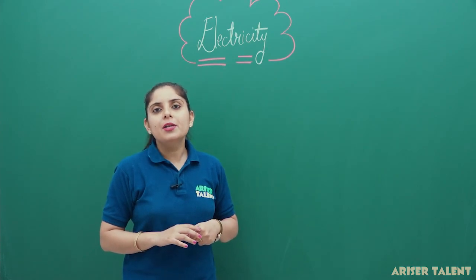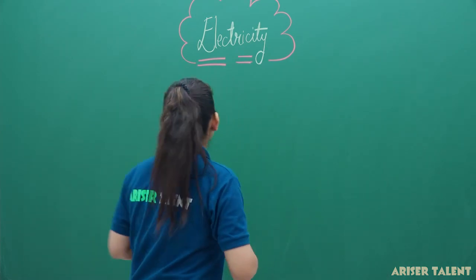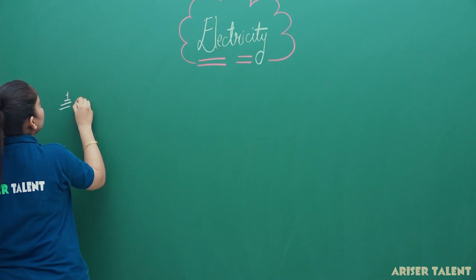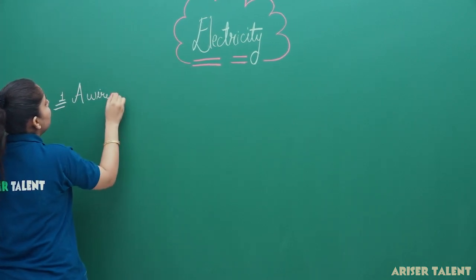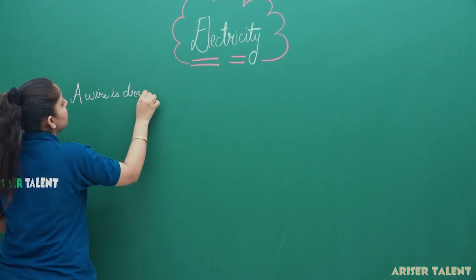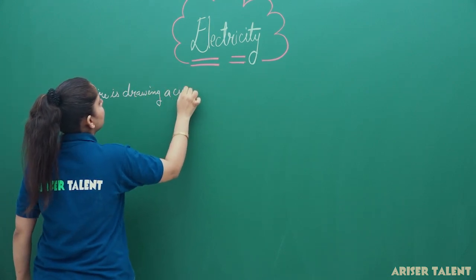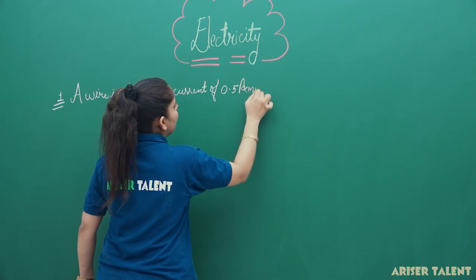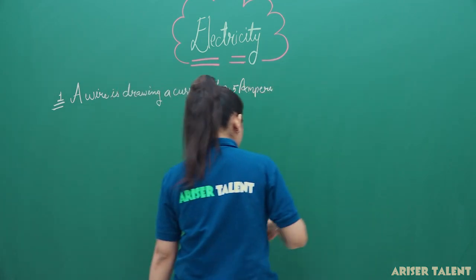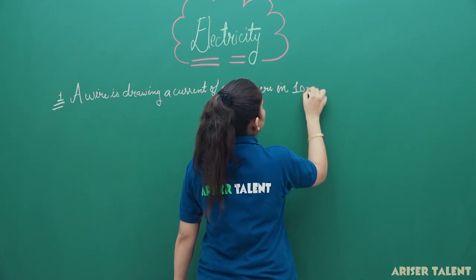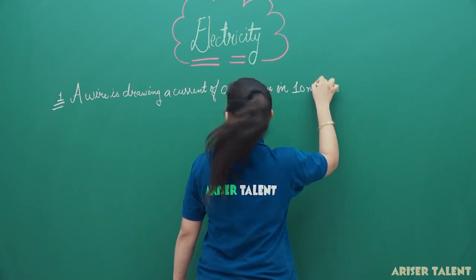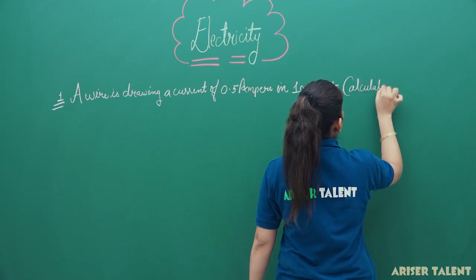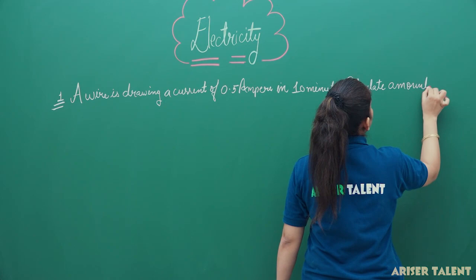Now, let's do a simple question on electric current. Take an example: suppose a wire is drawing a current of 0.5 ampere in 10 minutes, and you have to calculate the amount of charge flowing in the circuit.